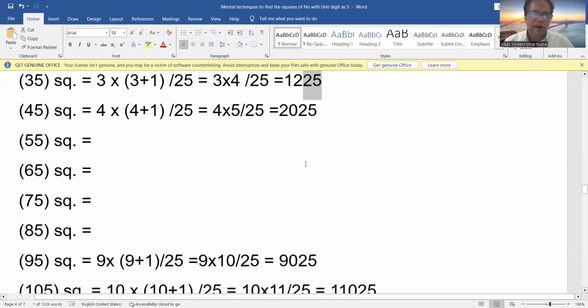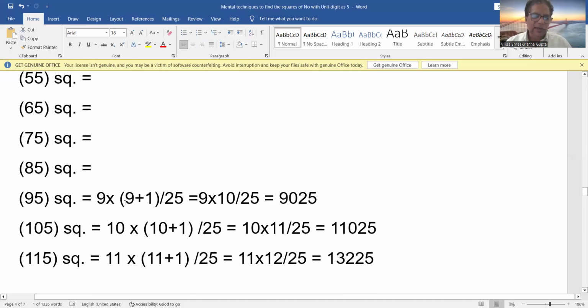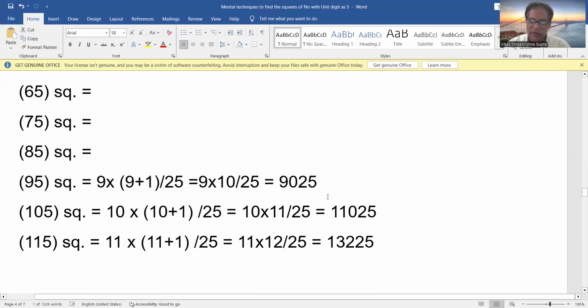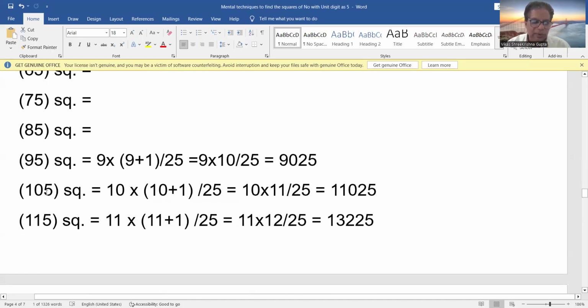In the same way, you can find the squares of all these numbers: 55, 65, 75, 85. For 55, multiply 5 into 6; 6 into 7, 7 into 8, 8 into 9. Now 95. 95 means 1 more than 9, that is 10. So 9 into 10 and then 25. So 9025.